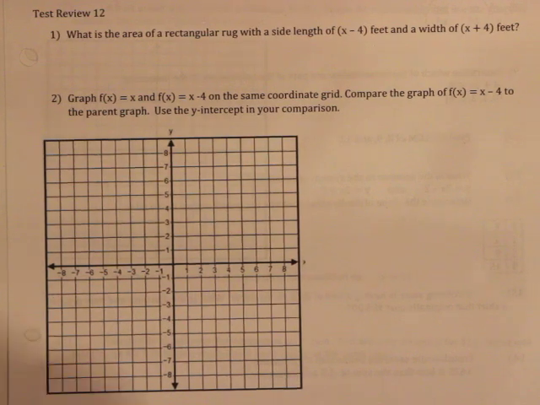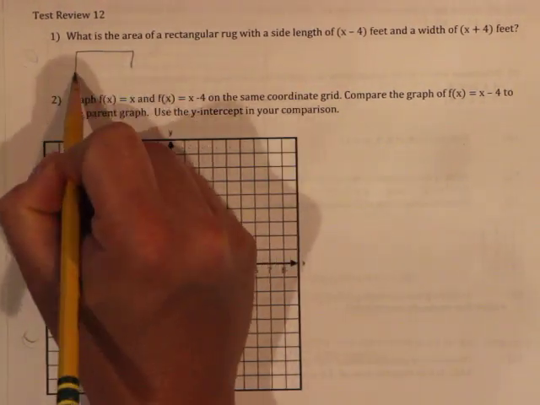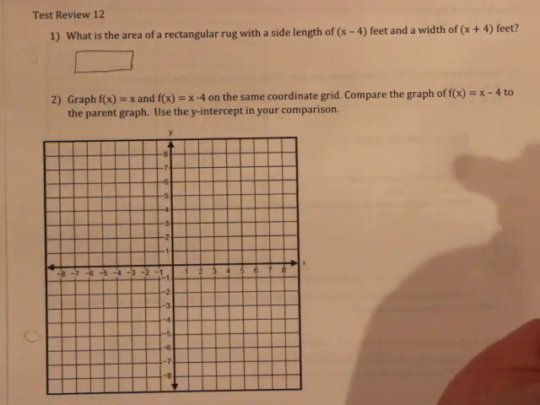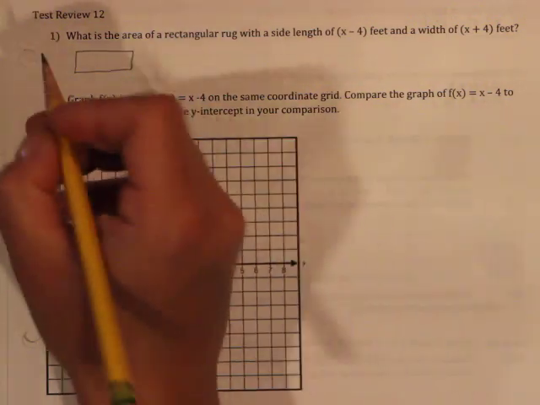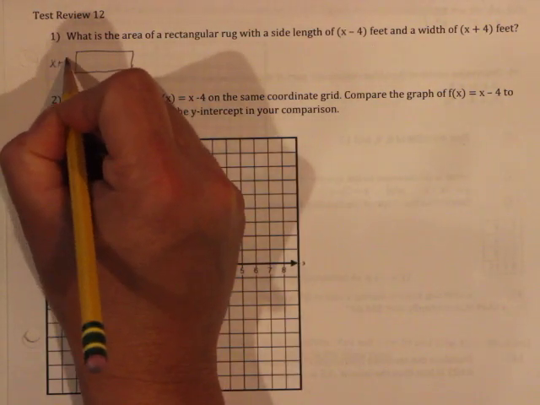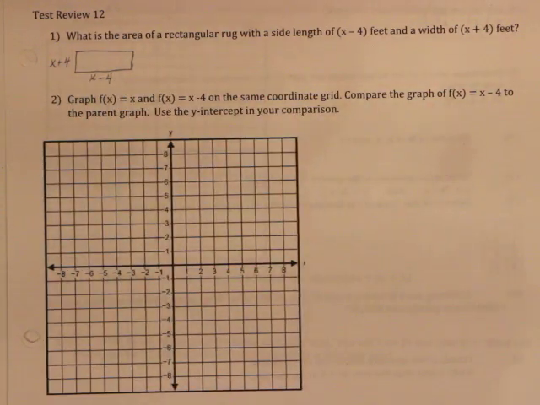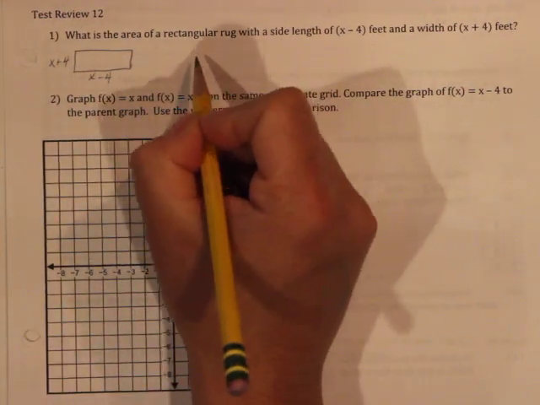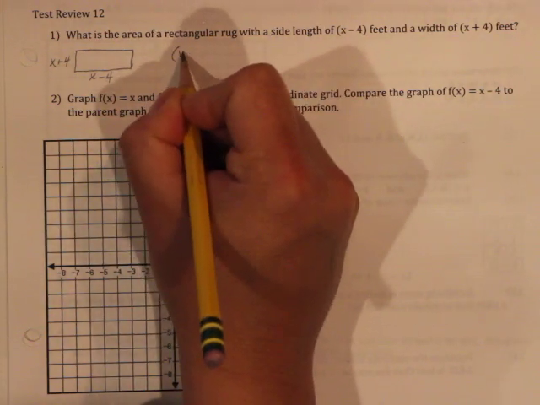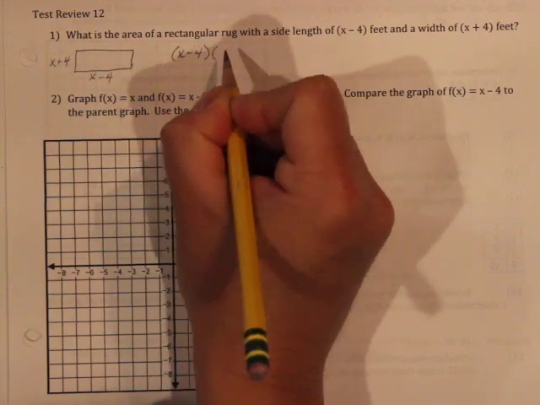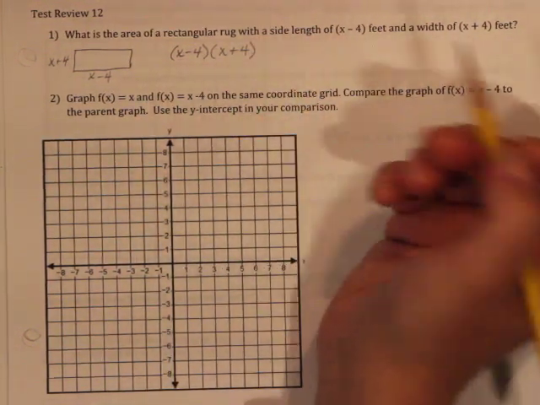Problem 1 asks, what is the area of a rectangular rug? So here's my rug, with a side length of x minus 4 and a width of x plus 4. So x plus 4 and x minus 4. In order to find area, I do length times width, right? So I'm going to go ahead and multiply x minus 4 times x plus 4 to get my area.